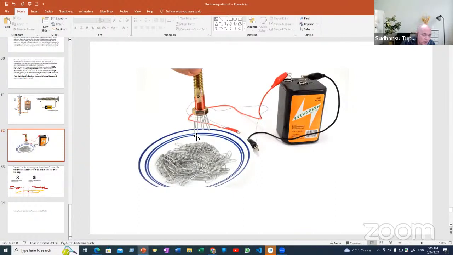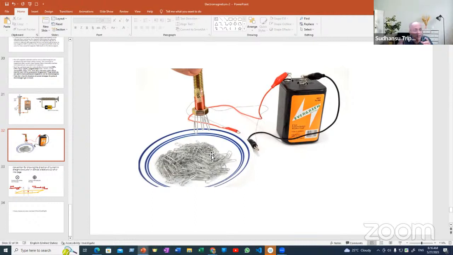The poles are polarized. Supposing this is the south pole of this electromagnet working on a solenoid, for example, then the paper clip will be north pole. This is the south pole, the first paper clip. And if we cling another paper clip to the first paper clip, then if this is north, this is south, the other one will be north and this will be south.